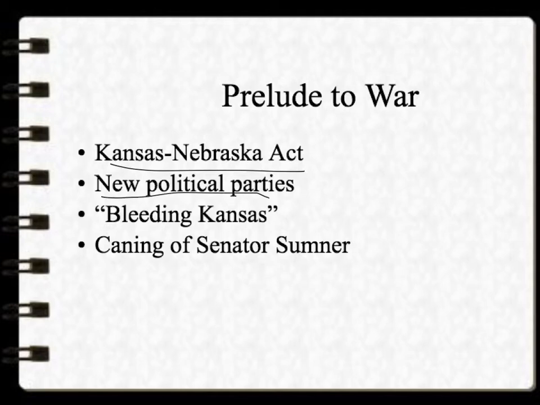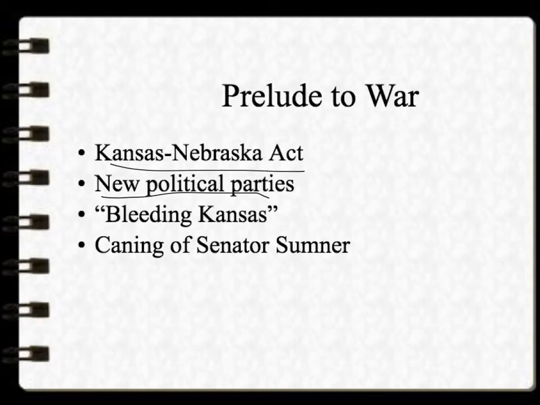New political parties. Two new parties emerged from the demise of the Whigs, and they were the American, or the Know Nothing Party, and the Republican Party. And the Know Nothings espoused a nativist platform. The name came from its development out of a secret society whose password was, "I don't know."